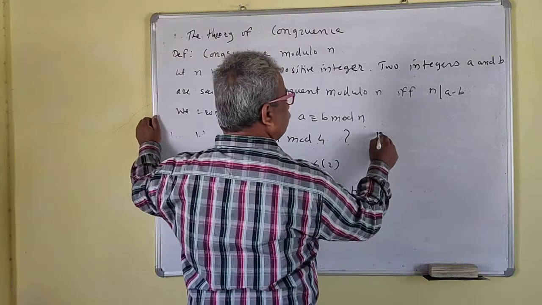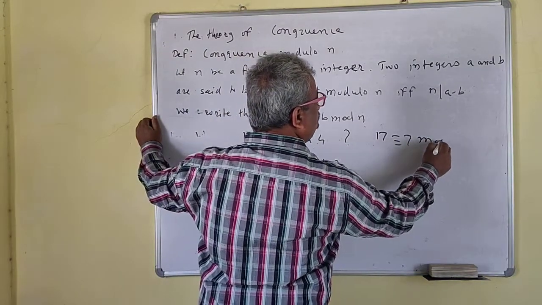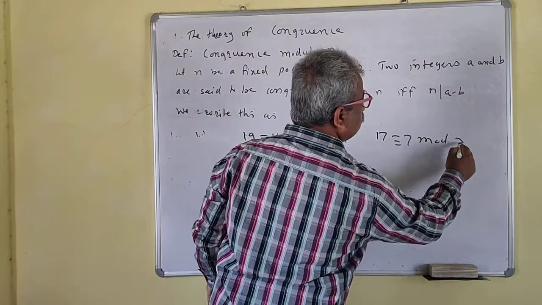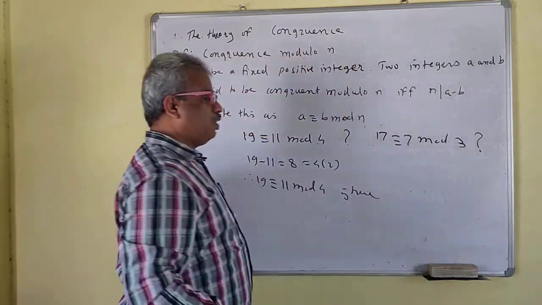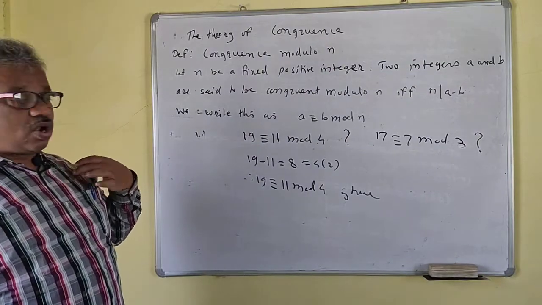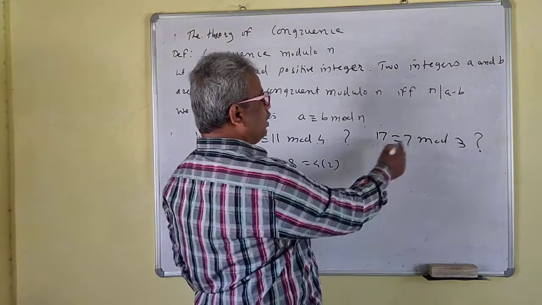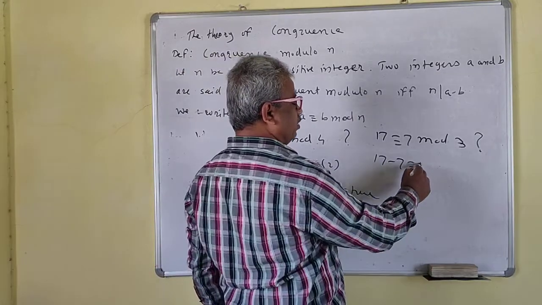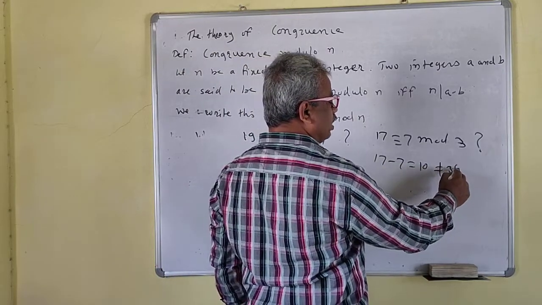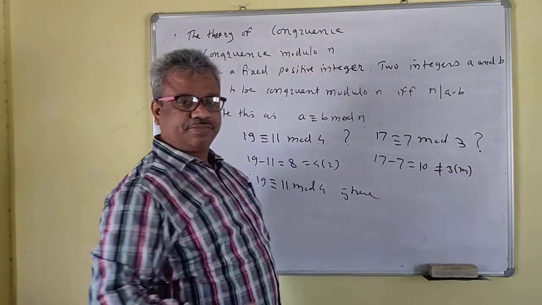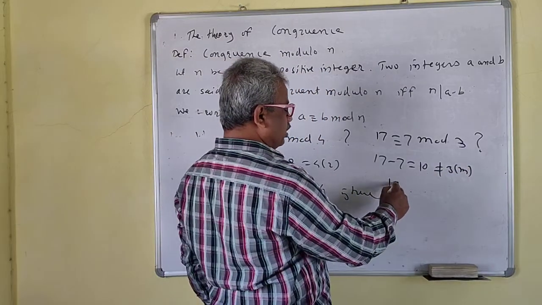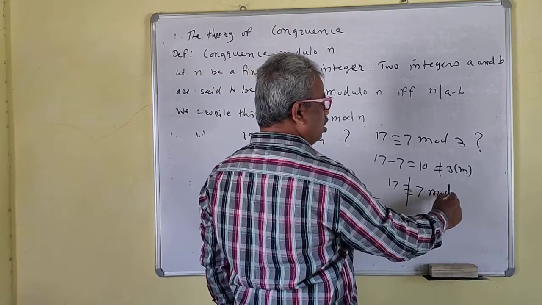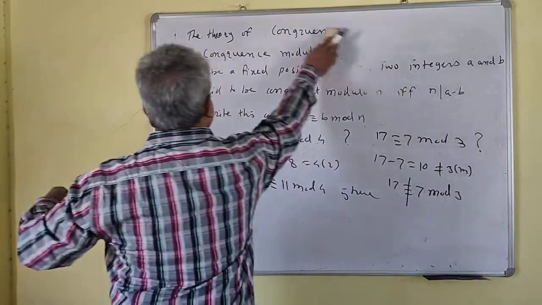Okay. So we'll take another example. 17 is congruent to 7 mod 3. Is it true now? So we'll take the difference now. 17 minus 7 is 10. So this is not equal to 3 times some integer m. Right? So that means 17 is not congruent to 7 mod 3.